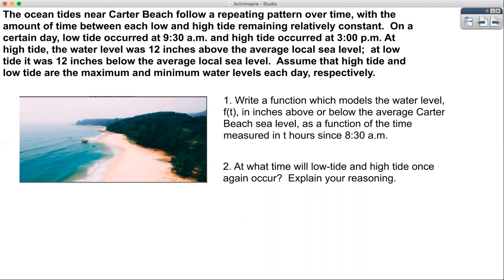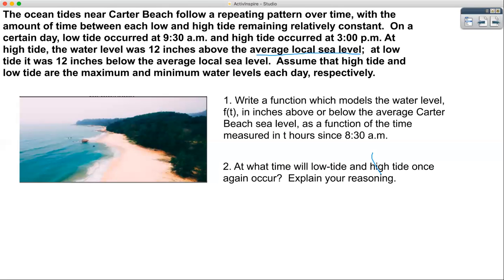So I am going to ask you to pause the video for as long as you need to see if you can come up with the answers to these two questions. I also want to make a couple of notes before you pause. When it's saying the average local sea level, the average local sea level is at 0 inches, right? The local sea level is sea level, so it's 0 inches. And so when you're at high tide, it's going 12 inches above that local sea level of 0. And when it's at low tide, it's going 12 inches below that local sea level. So just keep that in mind.